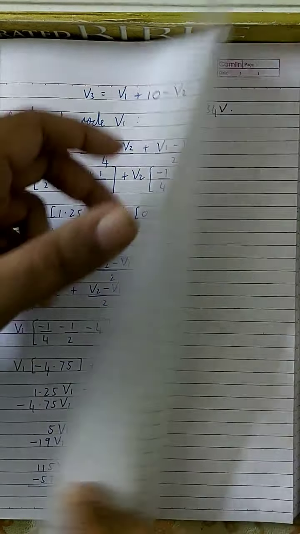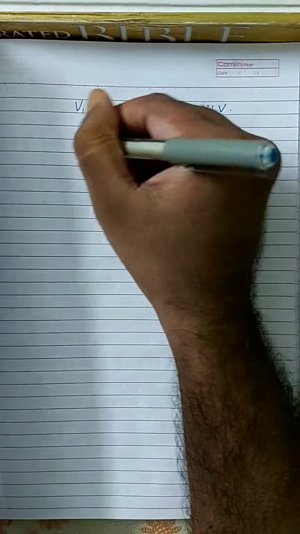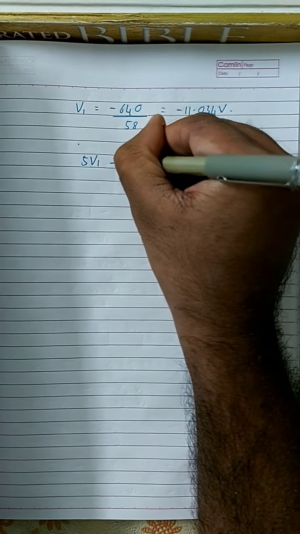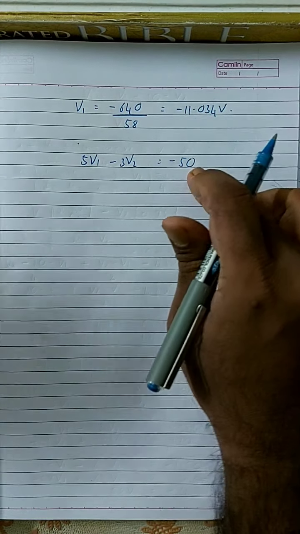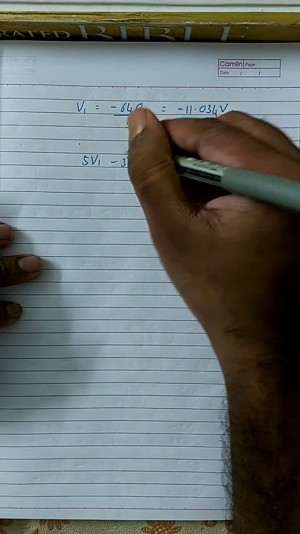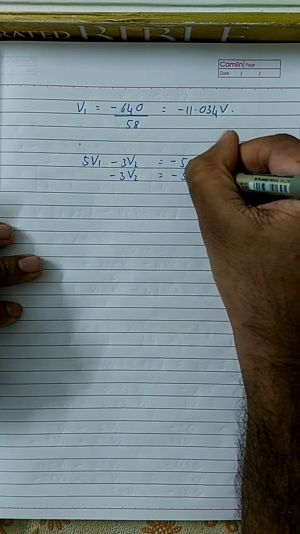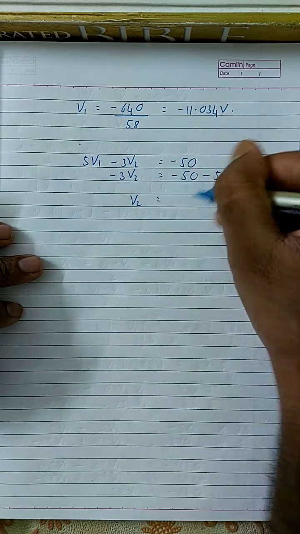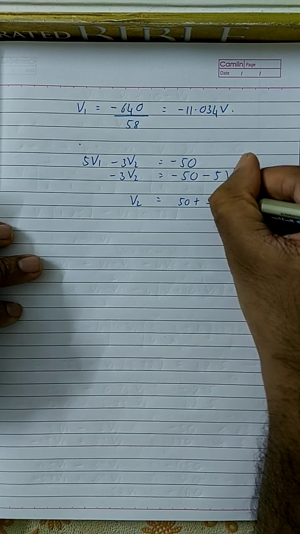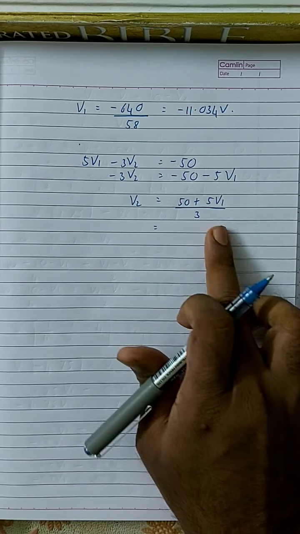Right, so what is the equation for V2? This is 5V1 minus 3V2 is equal to minus 50. Or in other words, minus 3V2 is equal to minus 50 minus 5V1, or in other words, V2 is equal to 50 plus 5V1, divided by 3.